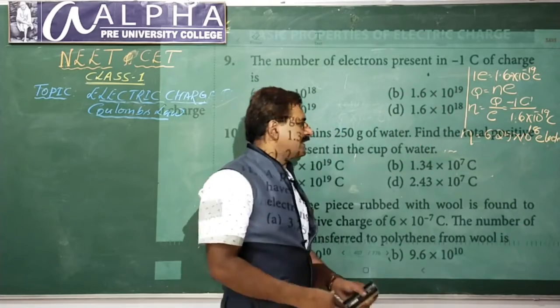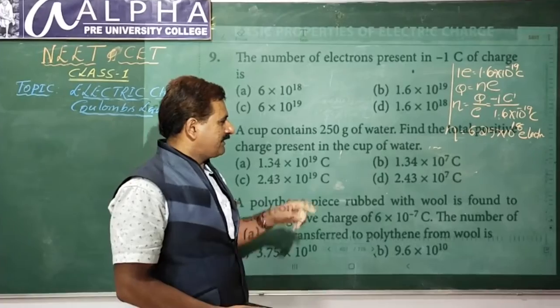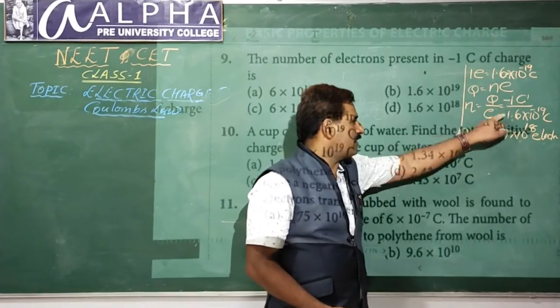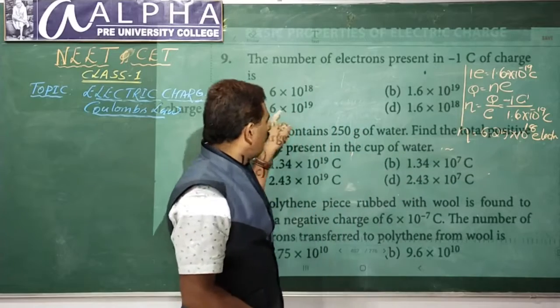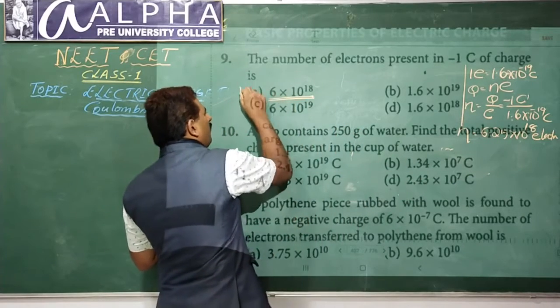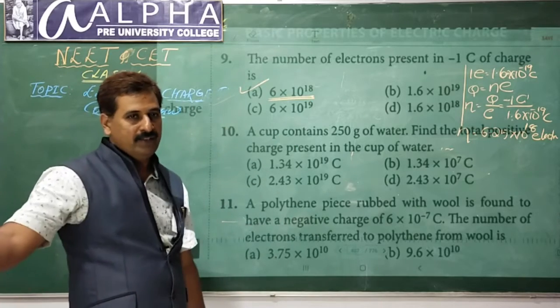As many as 6.25 × 10^18 electrons. He has given not the exact value, the nearest value. It is actually 6.2, he gives around 6 × 10^18. This is correct. Option A is correct. Very, very simple, right?